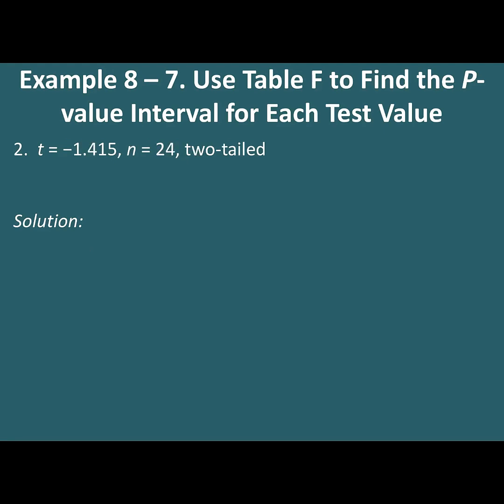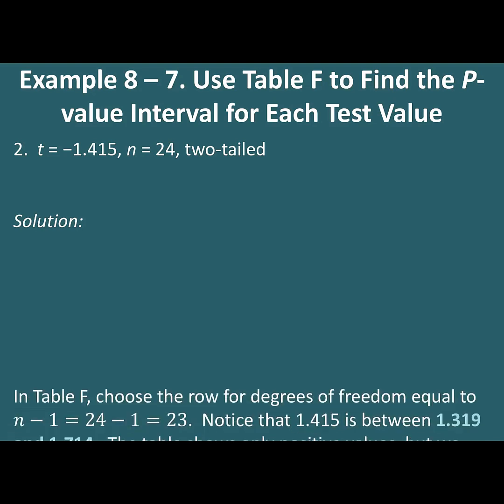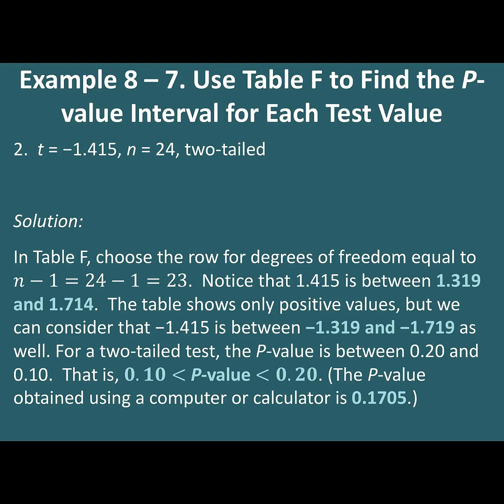Here's another example. Here we have a negative t-value, and n is 24, and this time two-tailed. Here, obviously, my degrees of freedom will be 23. 24 minus 1 is 23. But also notice that 1.415 is between 1.319 and 1.714.